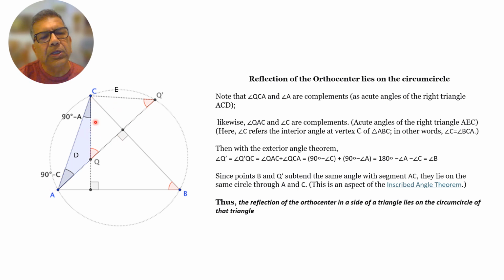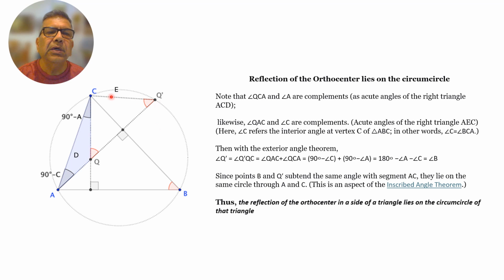Now this is an isosceles triangle because this is a reflection and this is 90 degrees, and this is a common side. So this angle here is equal to this angle here, angle Q is angle Q prime. But angle Q should be equal to 90 minus A plus 90 minus C, which is equal to angle B. I have shown that 180 minus A minus C is equal to B. That means this angle is equal to B. That means angle Q prime is equal to angle B.